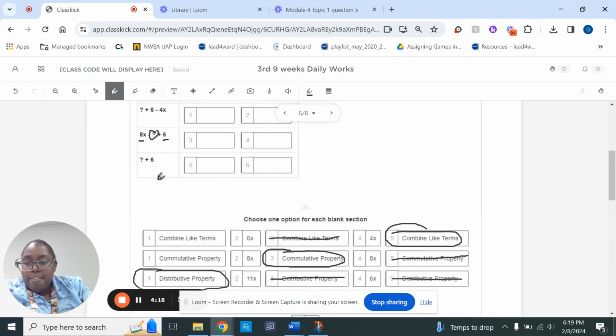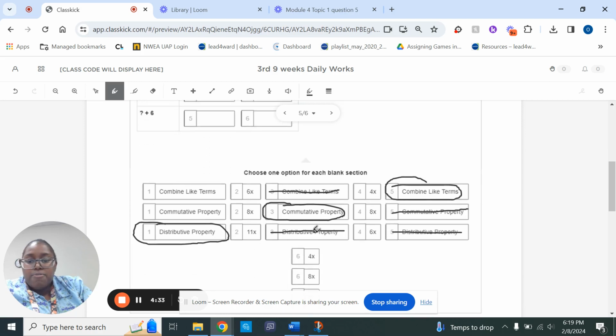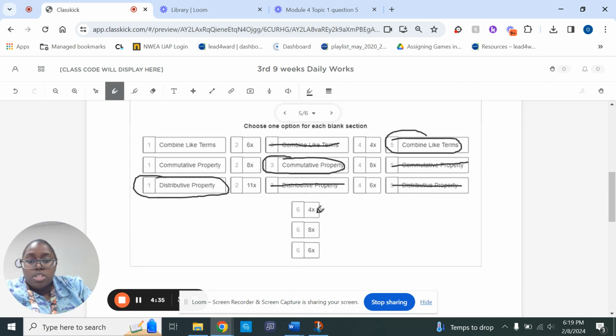Well, what did I have that was alike? Well, I have an 8x and I have a 4x, and they are being subtracted from each other. Remember, combining like terms is adding or subtracting. So I need to subtract those 2 and get my final last one, which is either going to be 4x, 8x, or 6x. Once you decide which one it is, that is the end of this assignment.